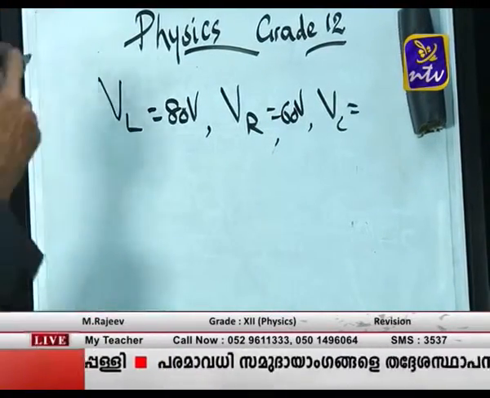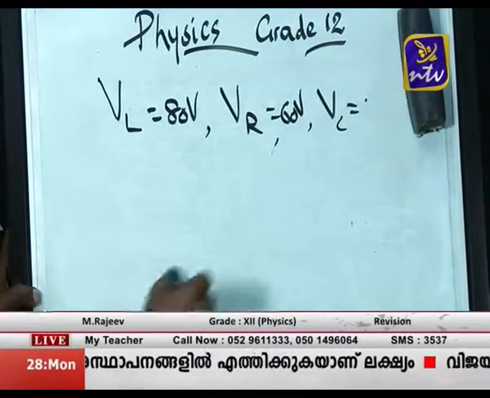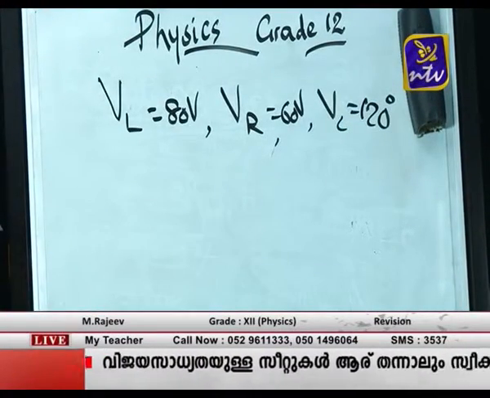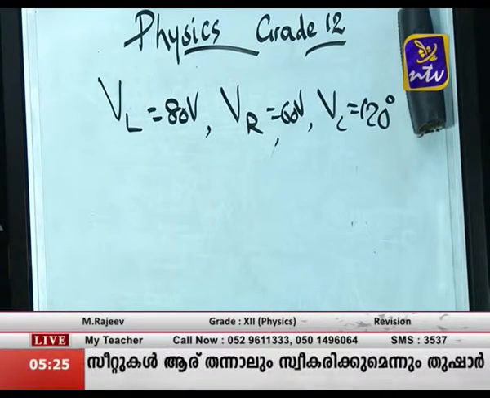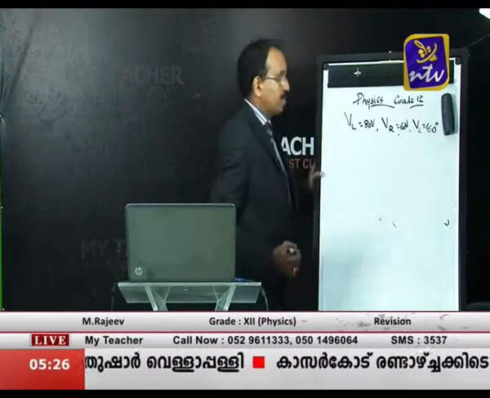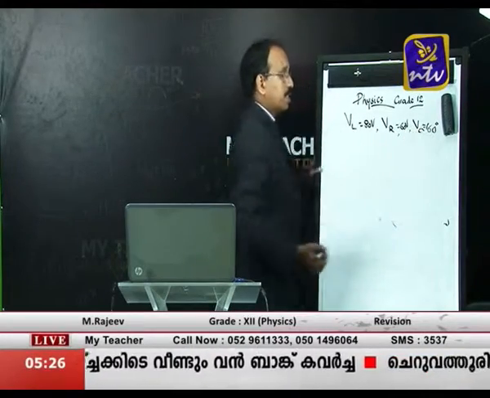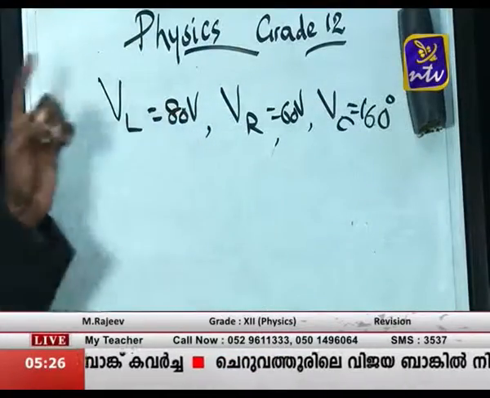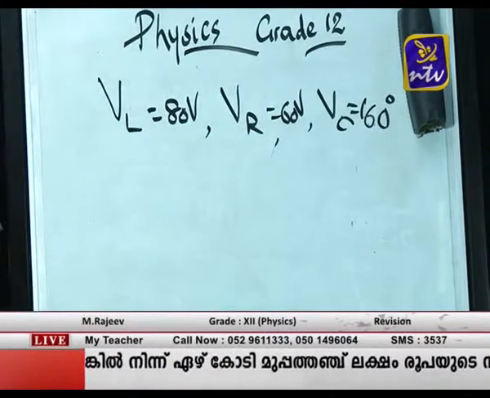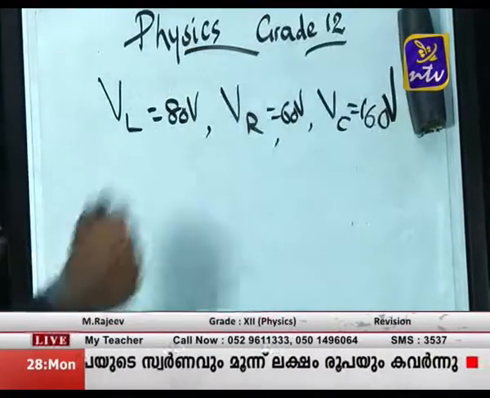Whereas capacitor, it is given to be 160 volt, let us say. So, the voltages across capacitor, inductor, resistor values are given. Inductor 80 volts, resistor 60 volt and capacitor 160 volt. So, these values are given.